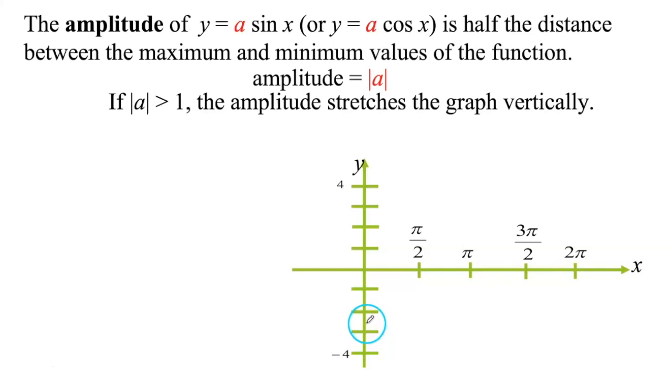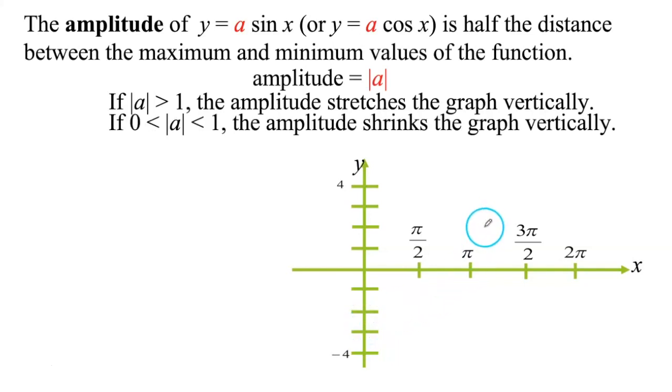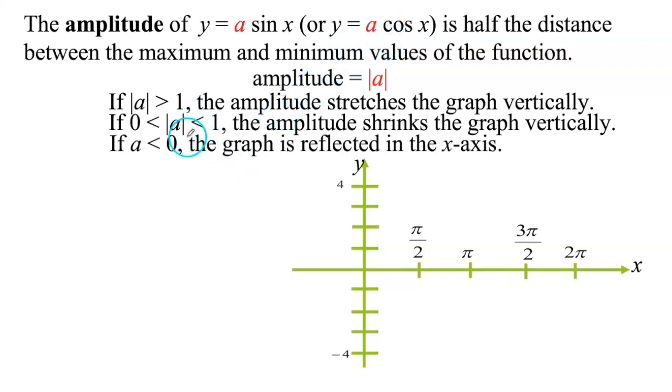Okay, so let's talk about the amplitude right now. The amplitude is the value in front of the function, and there's a couple of things. Always the absolute value will be the amplitude. If the value is greater than 1, the graph stretches vertically. If the value is between 0 and 1, it shrinks, which means it makes it flatter. And if the value is less than 0, which means it's negative, then the graph is going to be reflected.